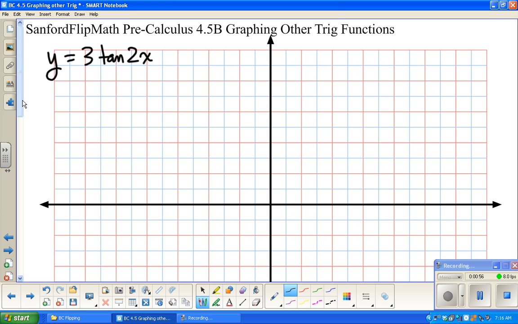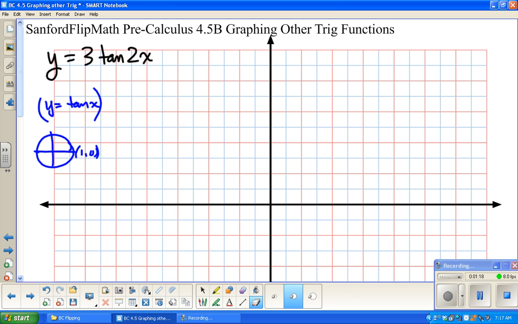Okay. All right. So just a reminder that I'm going to start with just y equals tangent of x, and we'll do that in blue, and then we'll adjust it. Okay. So quick little reminder based on the unit circle. Remember, tangent is y over x when you're talking about the unit circle, and I'm not going to spend a lot of time doing this because we did this in 4.5a. But the idea again is tangent is like slope. So the slope at 0 degrees is 0.